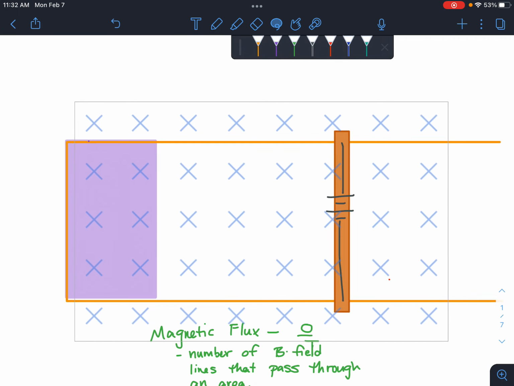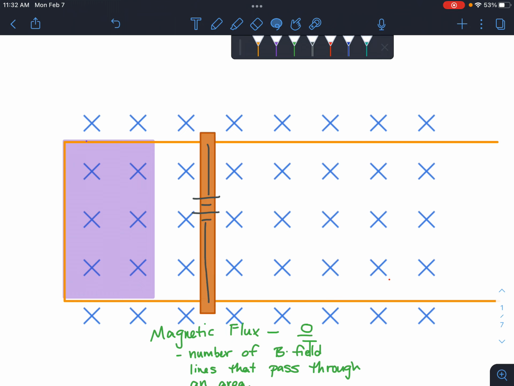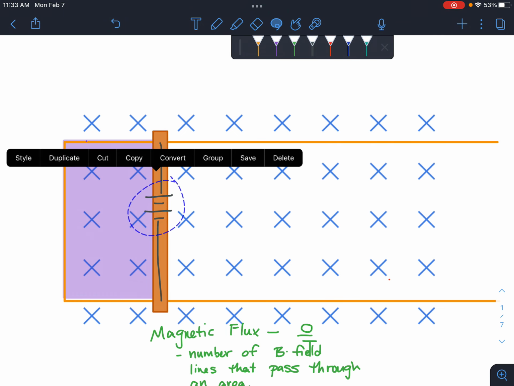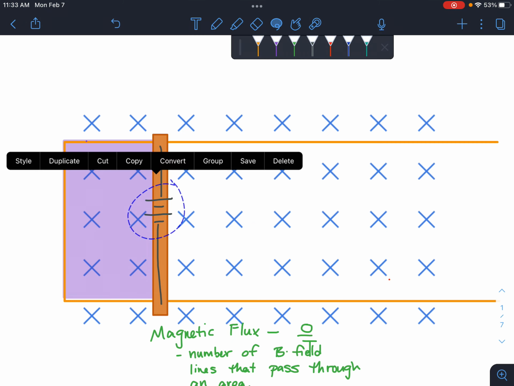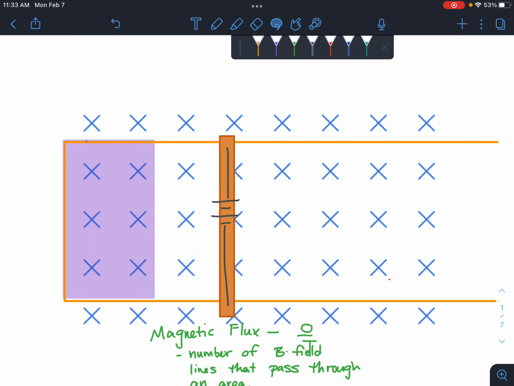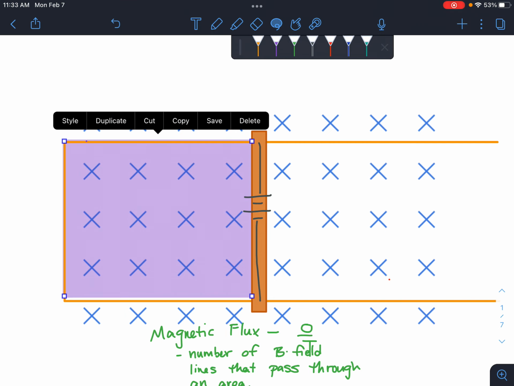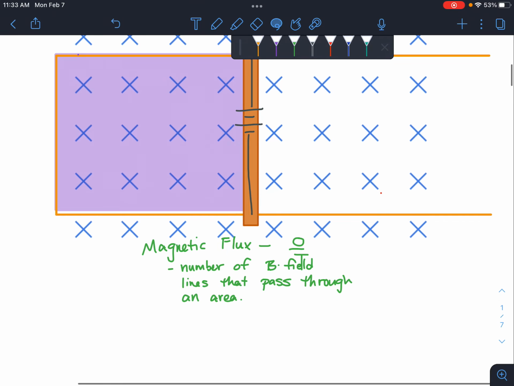But as this slides across, right, notice that it starts off here, and there are 1, 2, 3, 4, 5, 6 magnetic field lines through the area that is highlighted in purple here. But as this thing slides to the right, notice that the area is getting bigger, and so now there are 12 magnetic field lines going through that area. And so we would say that the magnetic flux, what happened down here?